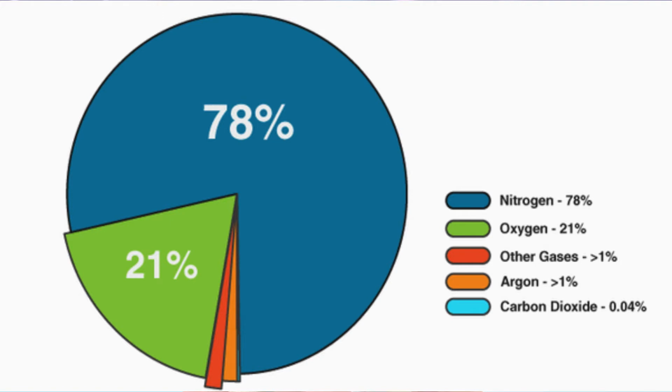So what does the air consist of? It consists of around 78% nitrogen, approximately 21% of oxygen, 0.04% of carbon dioxide, and the rest is made up of other gases such as hydrogen, helium, argon, methane, etc. In this video, we will focus on two certain compounds of the air, the oxygen and carbon dioxide.